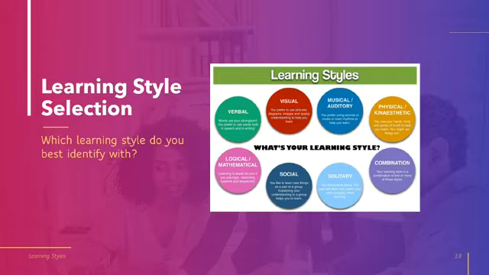So after learning all of this, which learning style do you best identify with? Are you a verbal? Are you a visual? There's even musical, auditory, kinesthetic, also known as physical, solitary, social, logical, mathematical, or even a combination. You can have a combination of any of these learning styles. The more you know about how you learn, the more effective your learning is going to be.